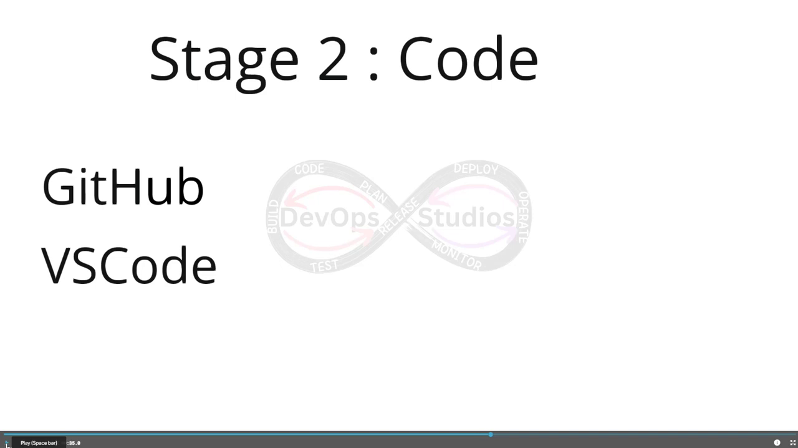So, GitHub and VS Code. Why do we use GitHub in DevOps? We can track changes to code. We can make collaboration seamless. That's what we are seeing more about Git and GitHub. This is a web-based platform for version control and collaboration, which is built on Git.